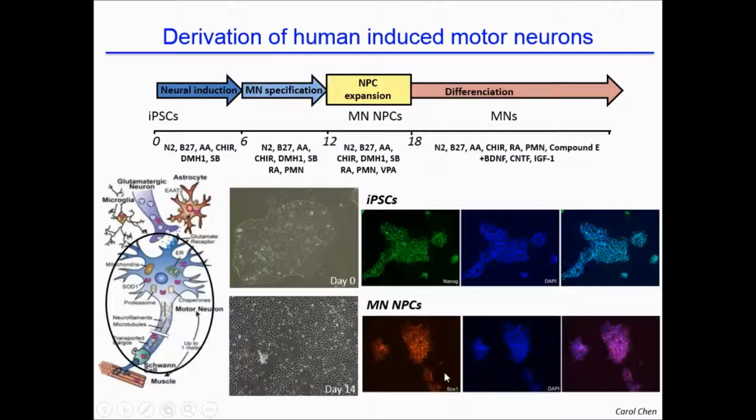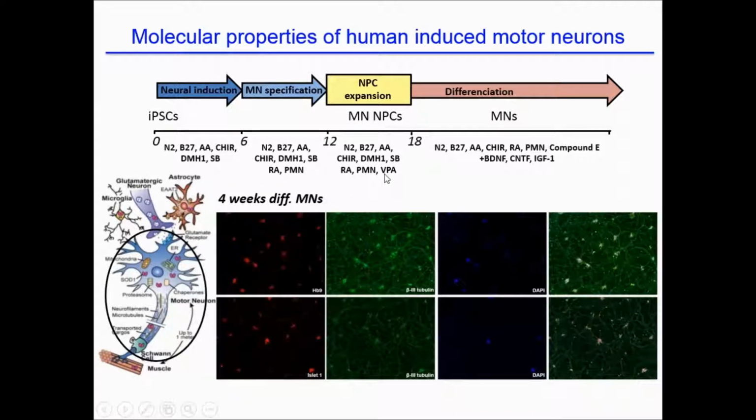Also for NPC, we are making sure that they express, for example, here SOX1, but also a marker of proliferation, because those cells proliferate and we want to make sure that they stay like that. So then we differentiate the NPC into motoneurons, and that's a picture of what the motoneurons look like after 4 weeks of differentiation, meaning 4 weeks after the NPC stage.